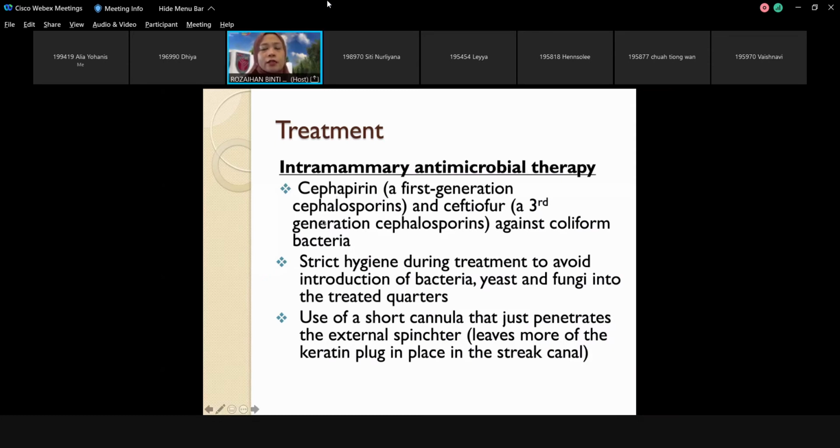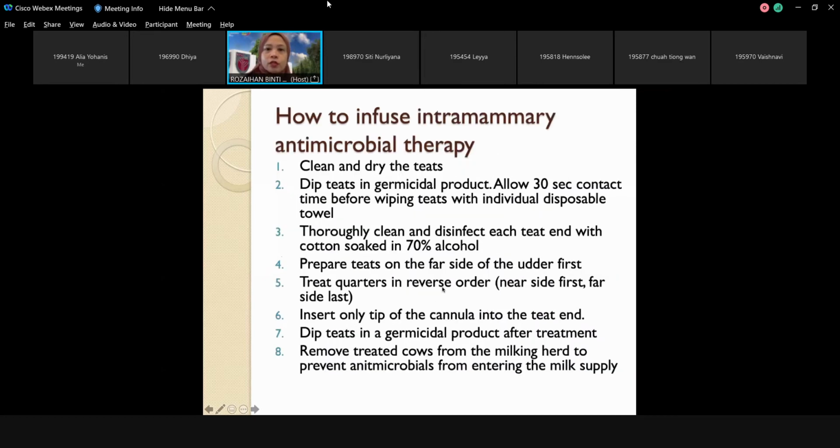One of the examples is cefepime or ceftiofur, which is used to treat coliform mastitis. But when you perform this intramammary infusion, make sure that you take appropriate steps to make sure that you do not introduce any bacteria inside, because you are basically opening up the teat end. Later on during the practical, I'll show you how. These are all the step-by-step procedures to infuse the intramammary antibiotic.